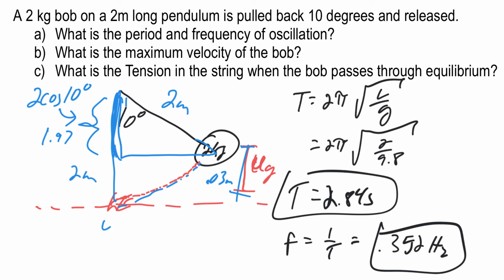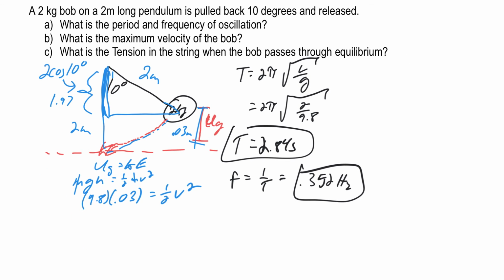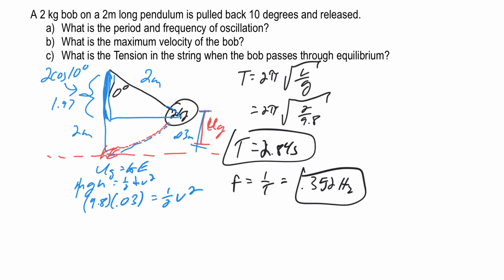Okay, so then when we do our UG equals KE, we'll just go mgh equals 1/2 mv squared. And then for h, we're just going to use that 0.03 meters. Okay, let's solve for v. So 9.8 times 0.03 times 2. Then we'll go ahead and square root that. And we get a v equal to 0.767 meters per second.